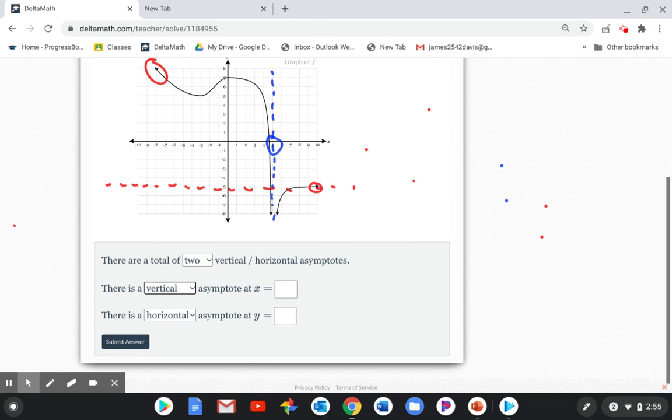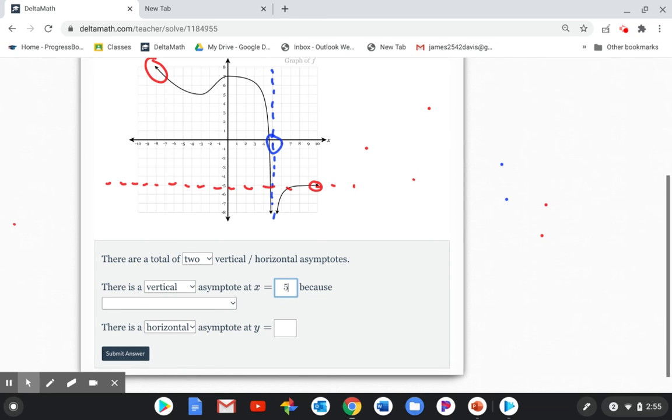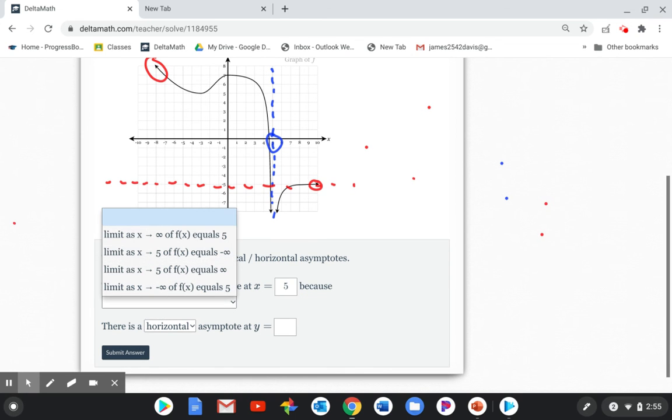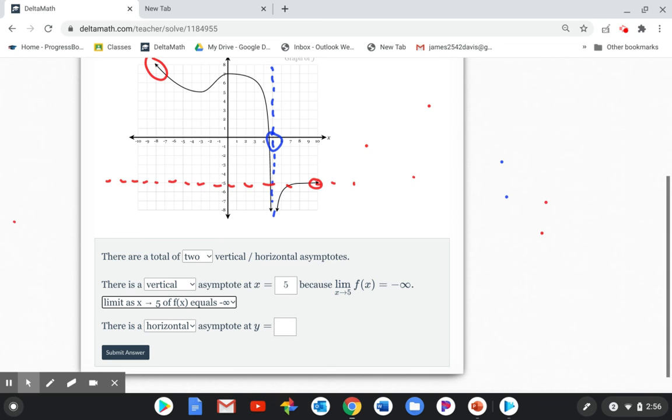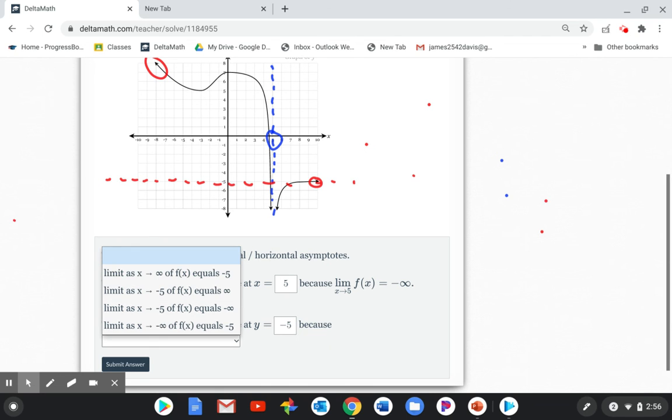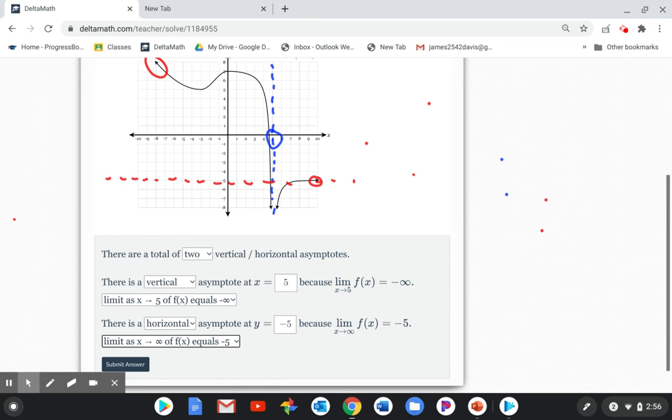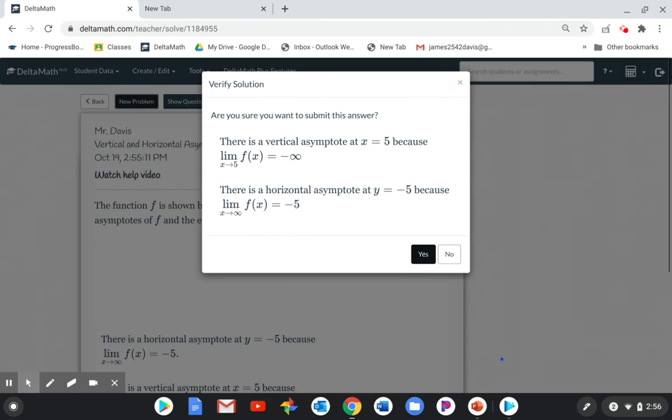There is a vertical at x equals 5 because the limit as we approach 5 is negative infinity. And we've got a horizontal at y equals negative 5 because the limit as we get to positive infinity equals negative 5.